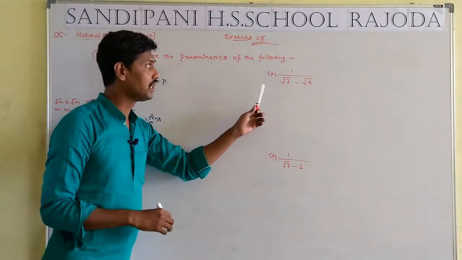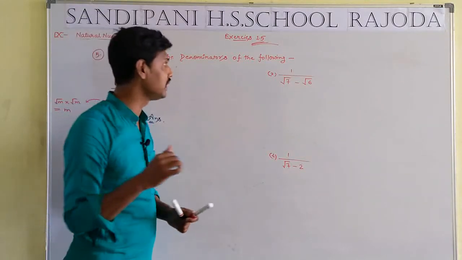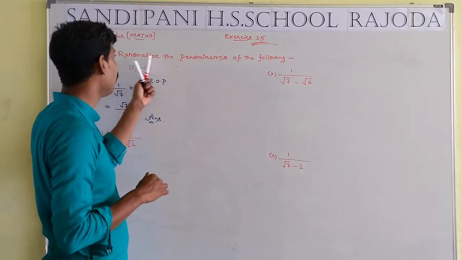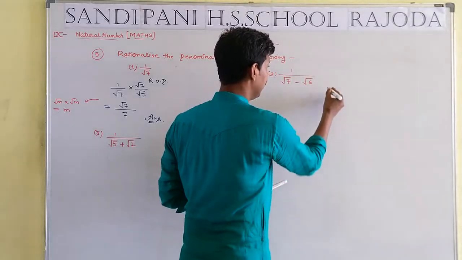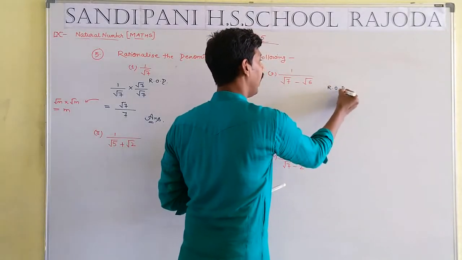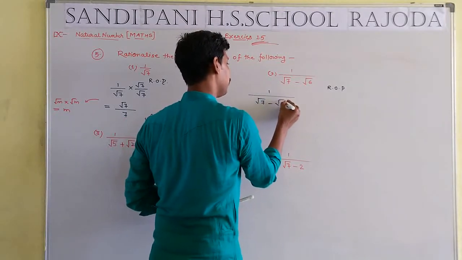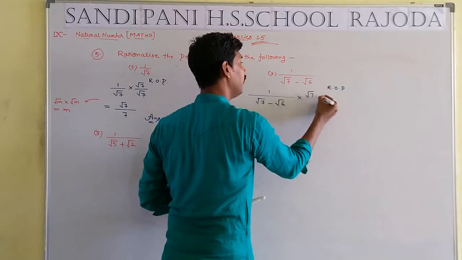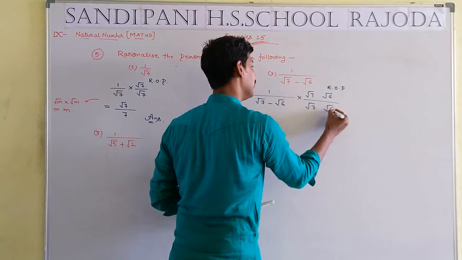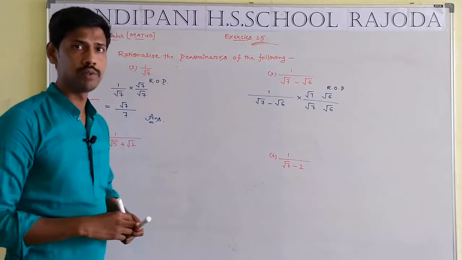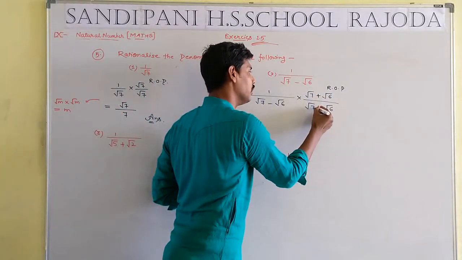Now question number second, 1 by root 7 minus root 6, and the demand of the question is rationalize the denominator, that means RD. What is the meaning of RD? A single statement, that means the mid value will be changed. What is the mid value between root 7 and root 6? Negative. So as a result we get positive.